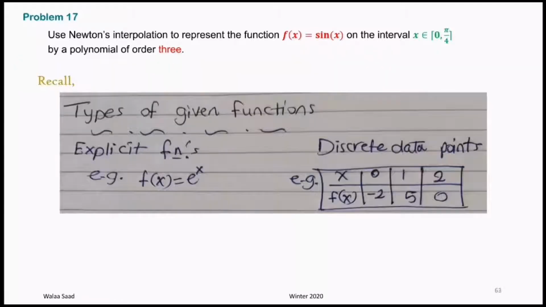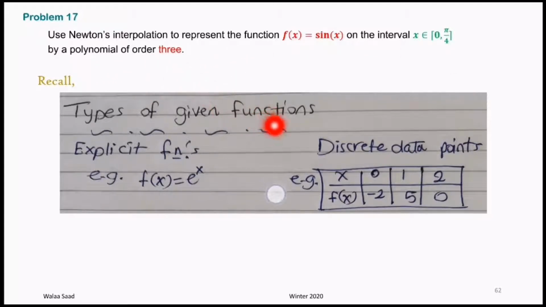Remember that we have said before that the types of given data would be discrete data points or an explicit function, and in that case we need to identify the interval of the interested domain. And here we have from 0 to pi over 4, so we need to interpolate the function sine x from 0 to pi over 4 into a polynomial of order 3.